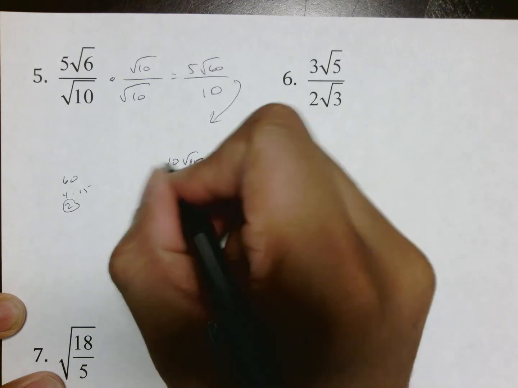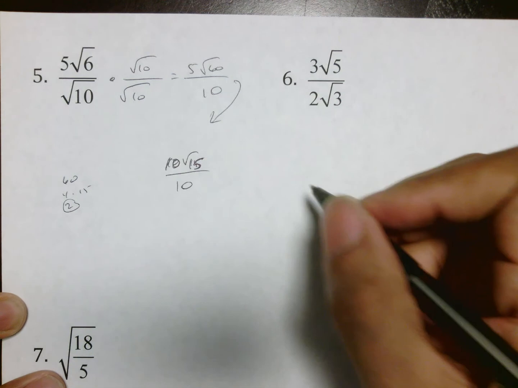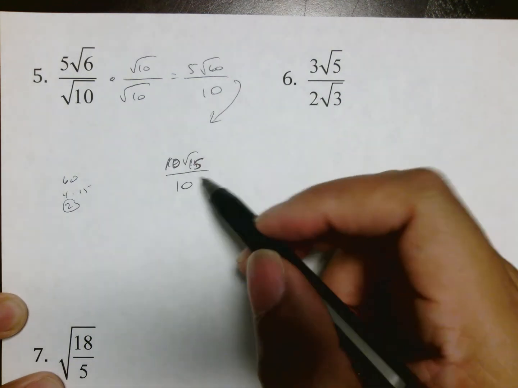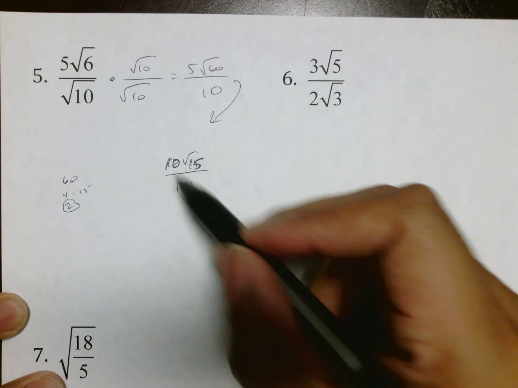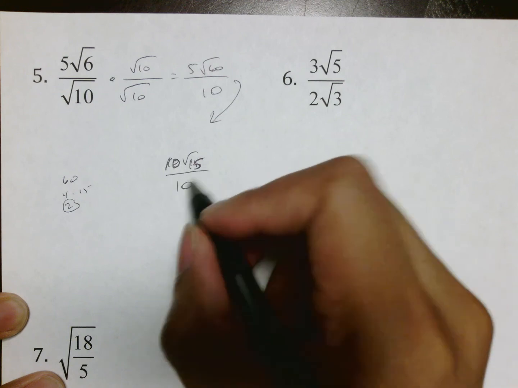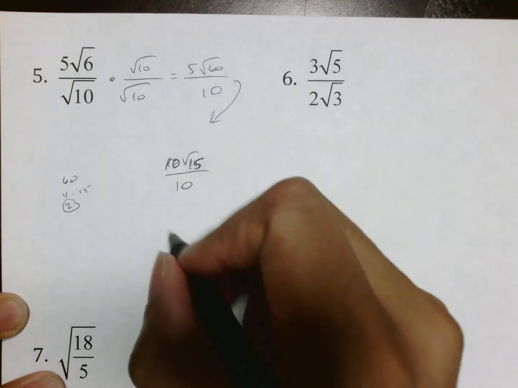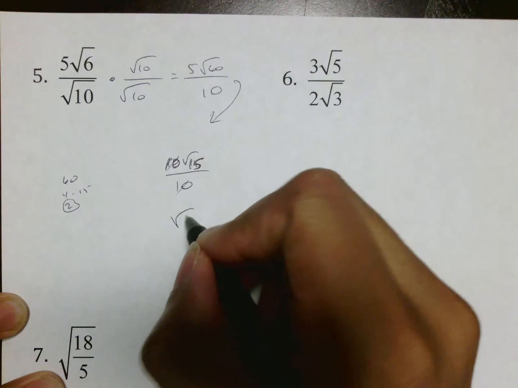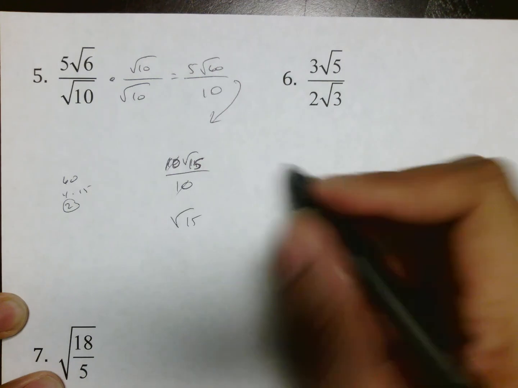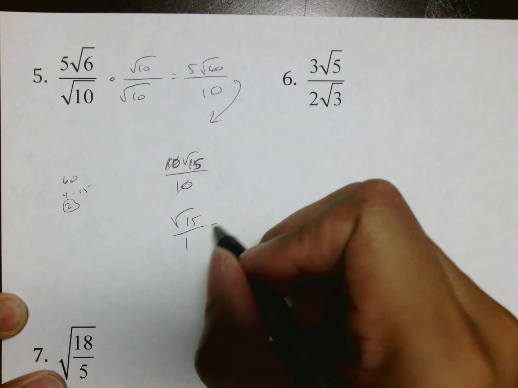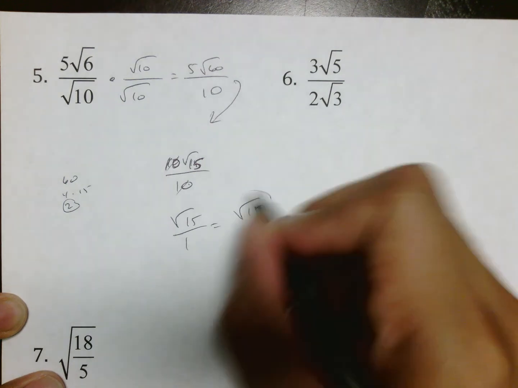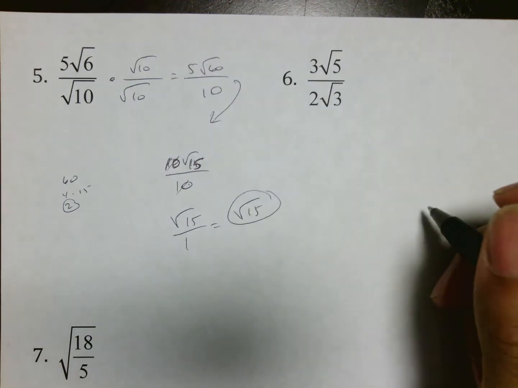And you will see this kind of problem on your homework, but if you don't simplify it, it will count you right. That works on the computer, not on your test. Both of these outside numbers are 10s. They can both be divided by 10, which means you end up with the answer of root 15. You simplify that. 10 divided by 10 is 1, and it would be root 15 over 1, but of course you do not need the 1, and so this would be your simplified answer.